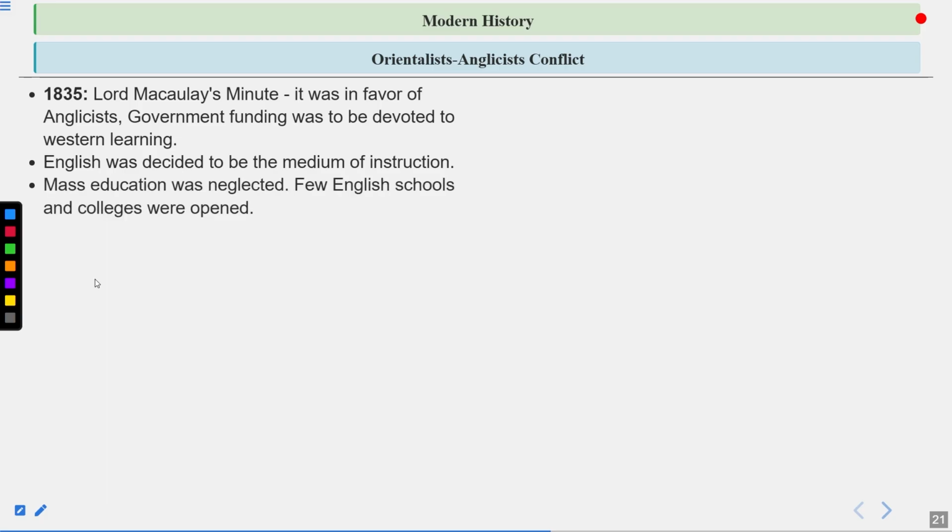Mass education was neglected. Few English schools and colleges were opened to provide education to the Indians so that they can use these educated Indians in their own favor, and they can use them as a clerk and other particular jobs.